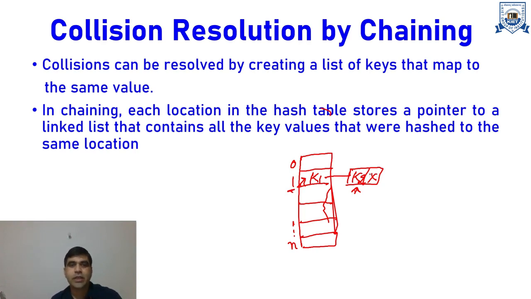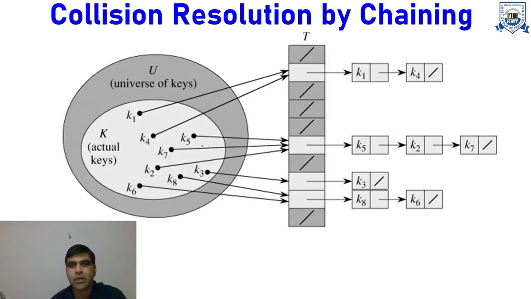In chaining, each location in the hash table stores a pointer to a linked list. Each location stores a pointer to a linked list that contains all key values that were hashed to the same location. You got my point? Something like this. For example, in this particular case, k1 and k4, two different keys, are mapped by your hash function to the same location, so this particular location contains a pointer to the linked list.